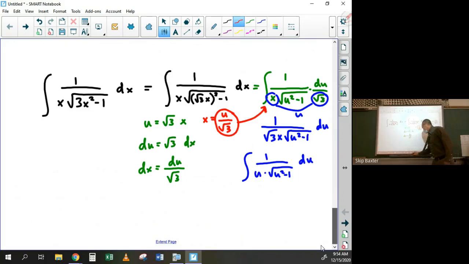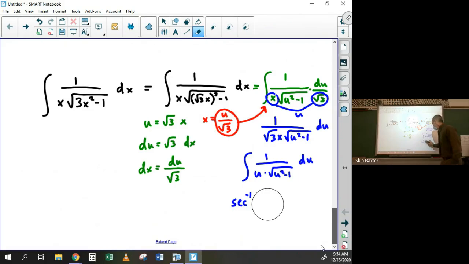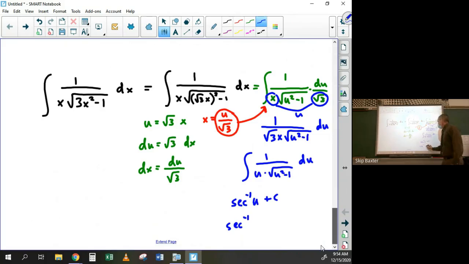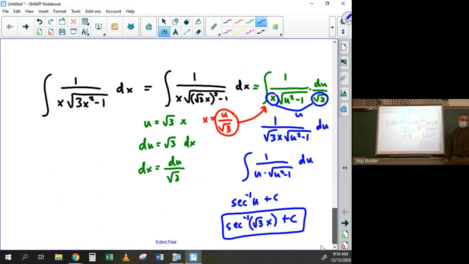Yeah, so the answer would be inverse secant of x or u plus c. So it's inverse secant of radical 3x plus c. That was a tough one. Does everybody understand what we did? I like your thing better, but my thing works more often in other types of problems, but that's a really good observation.